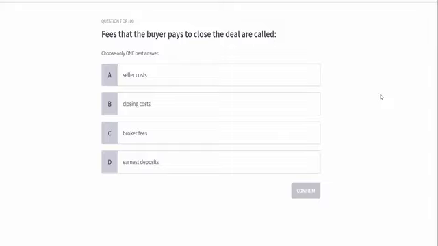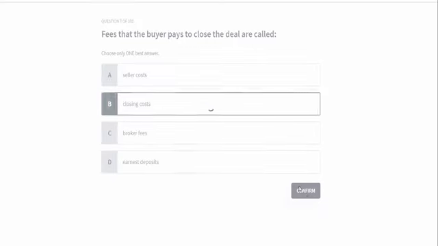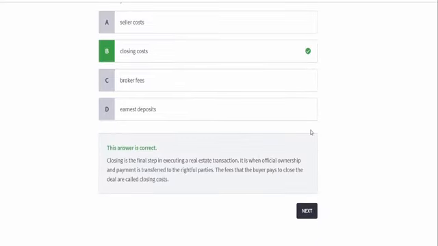All right, so what's the correct answer for this one? It's going to be B. That's right, it's your closing costs. Don't be confused with this one, guys. Again, this is one of those ones where it's pretty straightforward. You just have to know your terms and be confident and choose the correct answer. So closing cost is our answer.